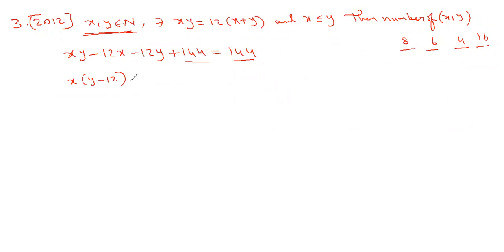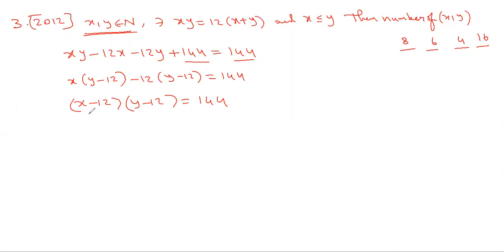Then from these two, minus 12 is common, so y minus 12 equal to 144. Then I take y minus 12 common. Then x minus 12 into y minus 12 equals 144. Now I have reduced the number of times x and y appear to one each. So now I can start my verification.